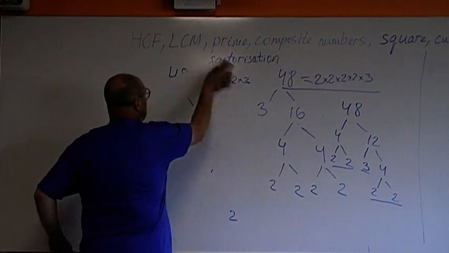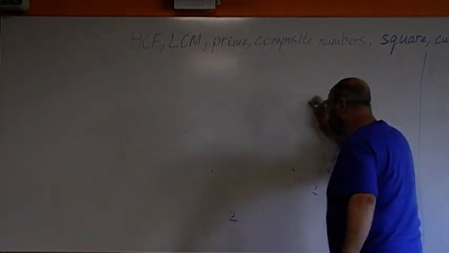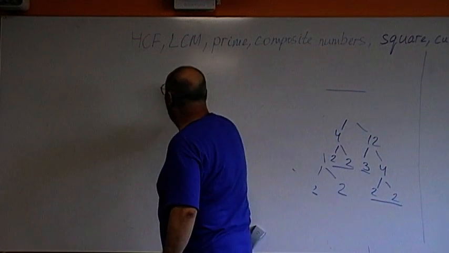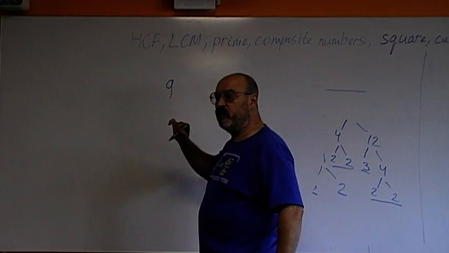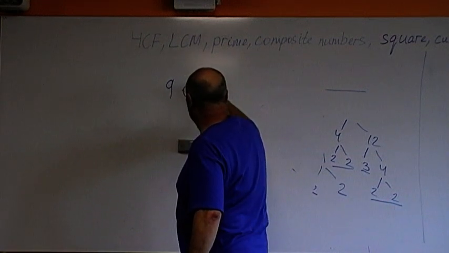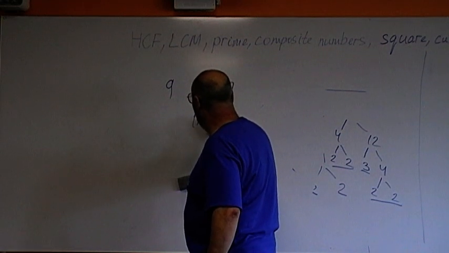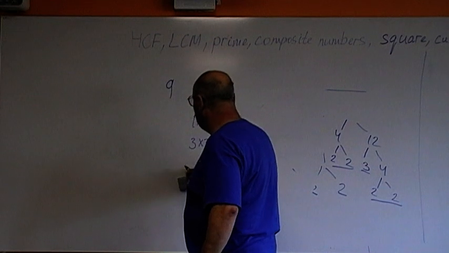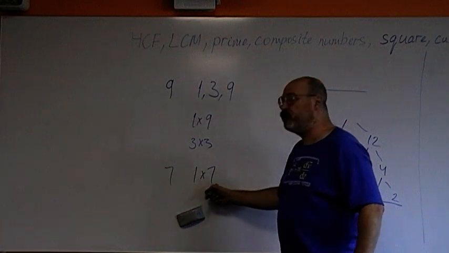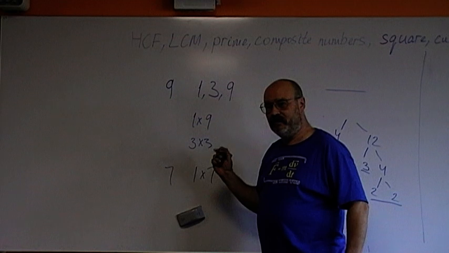Now, what are composite numbers? A composite number has more than 2 factors. For example, 9 is a composite number because 9 has factors 1, 3, and 9. Because 9 can be 1 times 9, but also 3 times 3. 7, which is a prime number, can be only 1 times 7. This is a prime number. This is a composite number. Make sense?